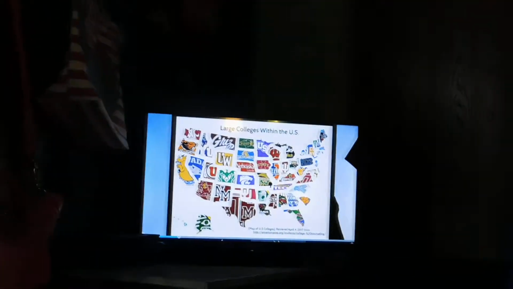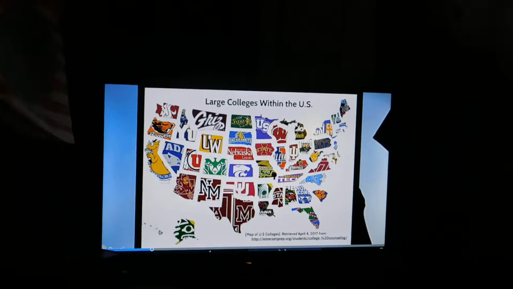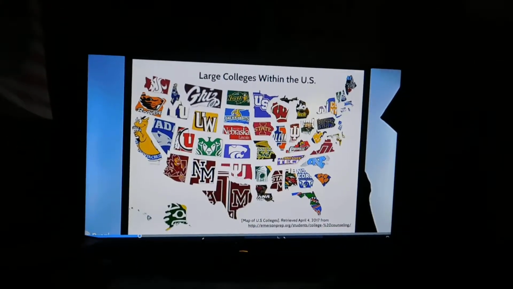This is a map of large colleges within the U.S. that are considered popular for each state. As you can see, I have Ohio University within Ohio and such.